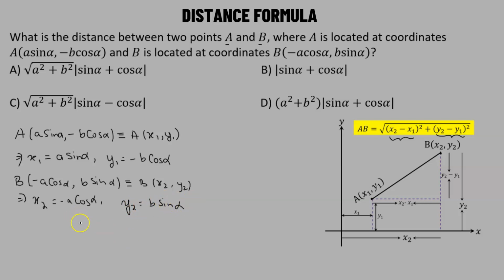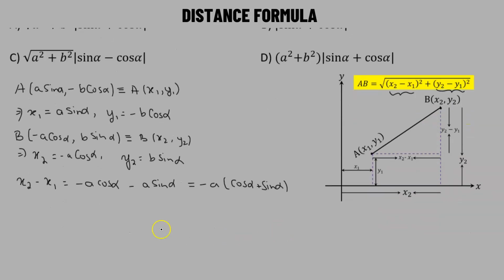Fine. Now what we'll do, we'll first begin by computing the value x2 minus x1. So here x2, that's negative a cosine alpha. And from it, we're going to subtract x1. So x1 is negative a sine alpha. Fine. So we'll take negative a as the common factor. So we have negative a multiplied to cosine alpha plus sine alpha. So let's keep it as it is.